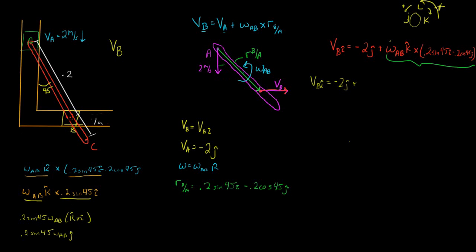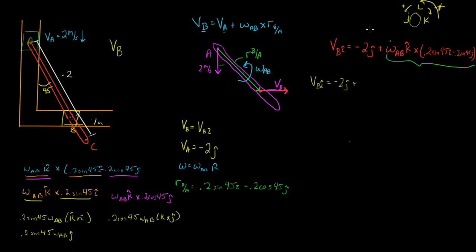Now let's take a look at our second term. So we're going to look at this term and this term. So we're going to have an omega AB with a k crossed with 0.2 times the cosine of 45 j. And again, we're going to take our scalars out in front, so we get 0.2 times the cosine of 45 omega AB with a k cross a j.